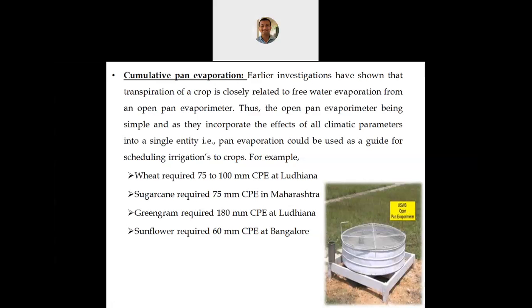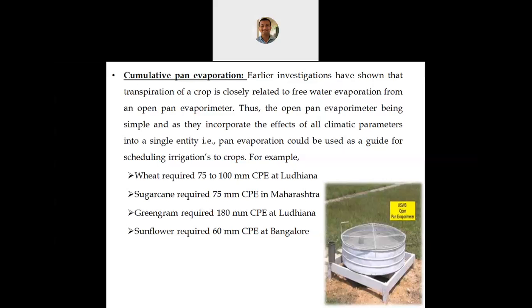Now this may vary from place to place. For example, the evaporative demand today at Sabor may not be equal to the evaporative demand at Patna on the same day, because of the difference in temperature, solar radiation, wind speed and relative humidity. Because all these factors combined determine how much water can be evaporated from a free water surface in a day.